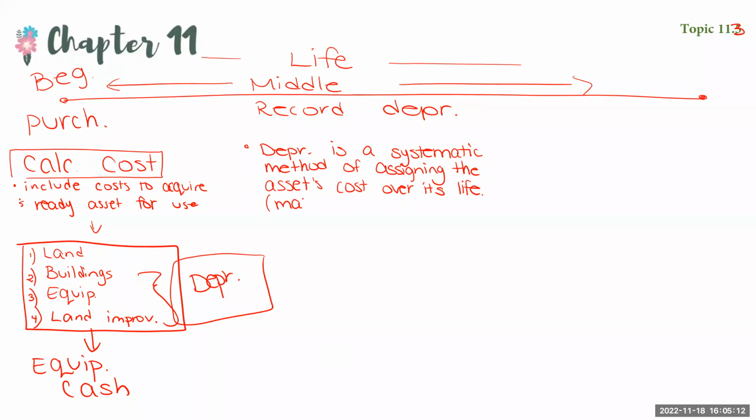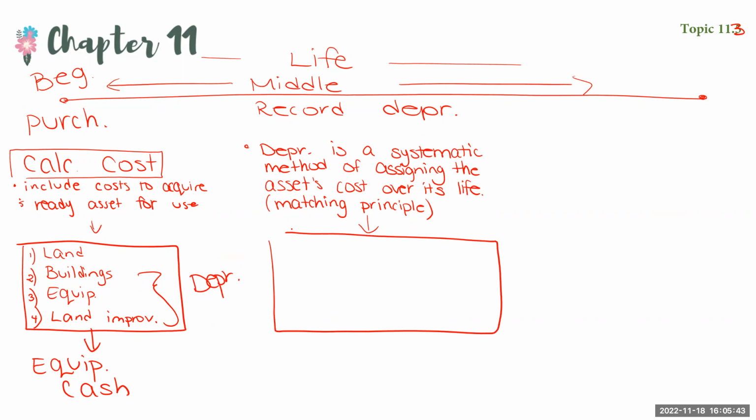Why do we have to do it? Because of the matching or expense recognition principle. FASB says we have to make an effort to match the use, how much we're using that asset up, against the revenue that machine, equipment, whatever it might be, is generating for the company. Now, luckily, we already know the journal entry. Leave some space here on your notes, and then we'll have the journal entry down here. We learned it in chapter 4: debit depreciation expense, credit accumulated depreciation.